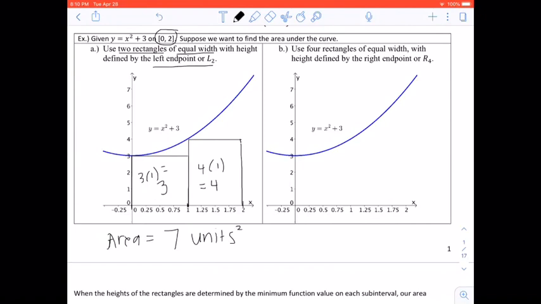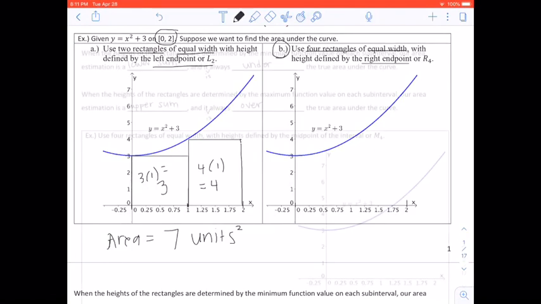So for the next example, it says use 4 rectangles of equal width, and this time we're going to define the right endpoints. So again, we're still going from 0 to 2. So think about how we can split this domain from 0 to 2, this interval, into 4 equally spaced rectangles. And again, we're going to go from the right endpoints. We will finish this up together.